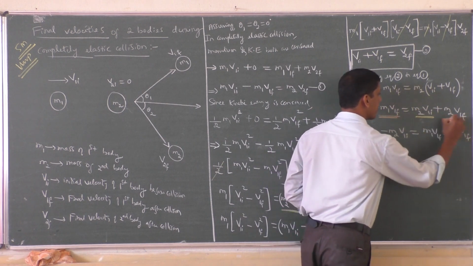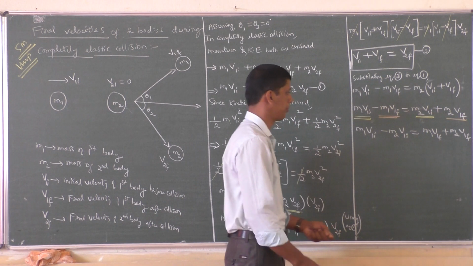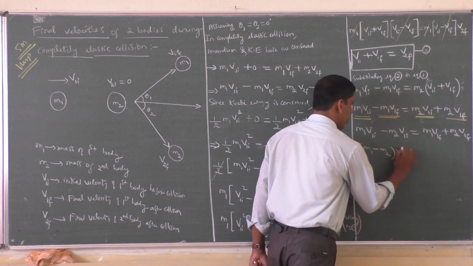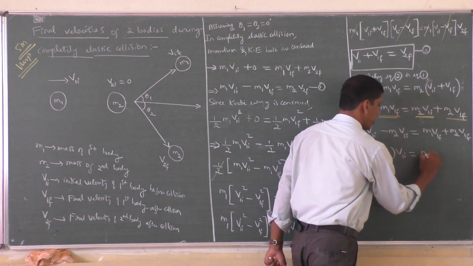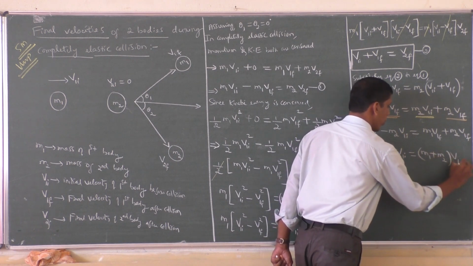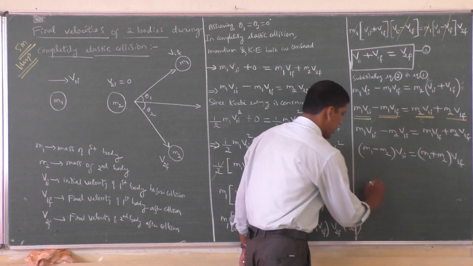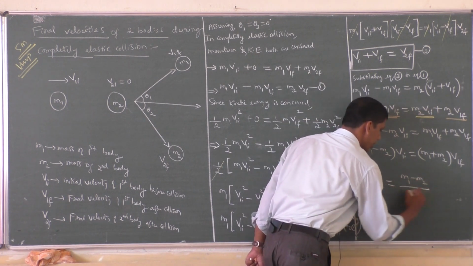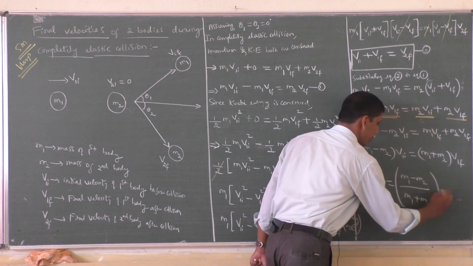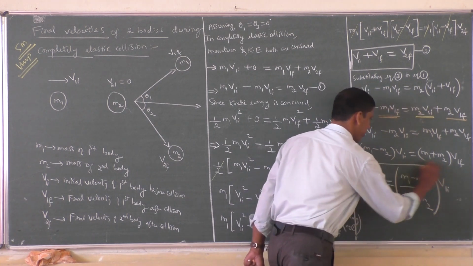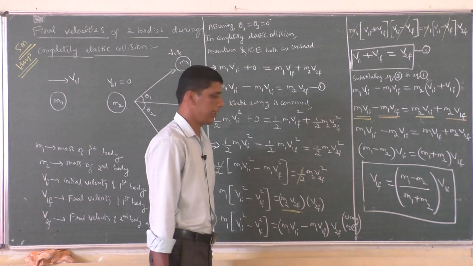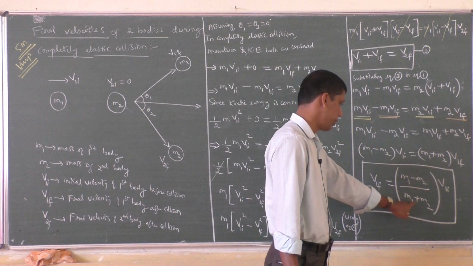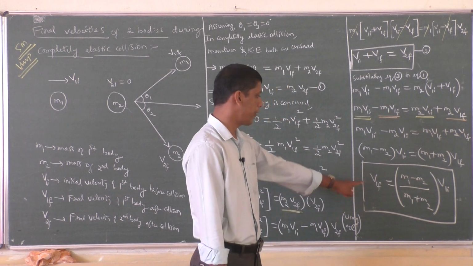So this term as well as this term we are bringing to one side, therefore we can write it as m1 minus m2 into v1i should be equal to, here v1f is common, m1 plus m2 into v1f. So the formula for v1f is m1 minus m2 divided by m1 plus m2 into v1i. This is the final equation. The first equation we obtained, the final velocity of the first body, is given by v1f equals m1 minus m2 divided by m1 plus m2 into v1i. So this is the final velocity of the first body.